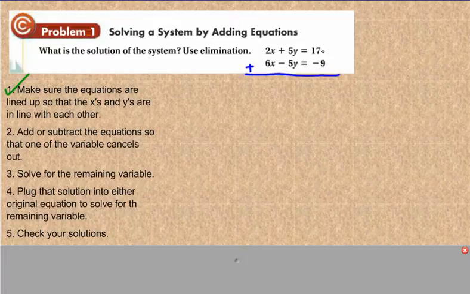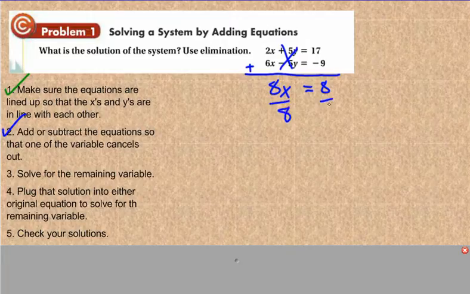So kind of like a three-digit addition problem. 17 plus negative 9 is going to get us 8. Positive 5y and negative 5y cancel each other out. And then 2x plus 6x is 8x. So we added them together, and the y's canceled out, which is great. Now step 3 says solve for the remaining variable. We can solve for x. This is a one-step equation. Divide both sides by 8, and we get x is equal to 1. Awesome. That's half of our ordered pair.